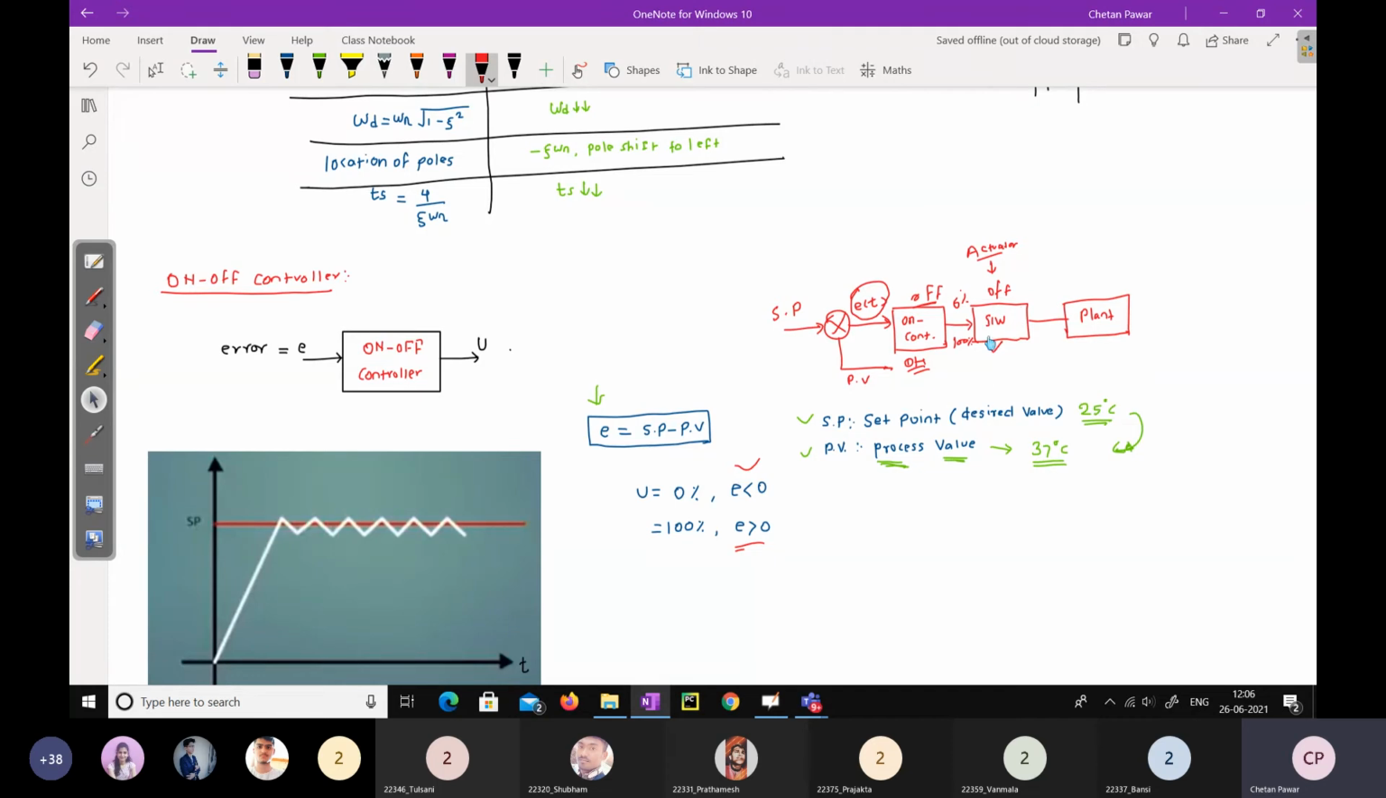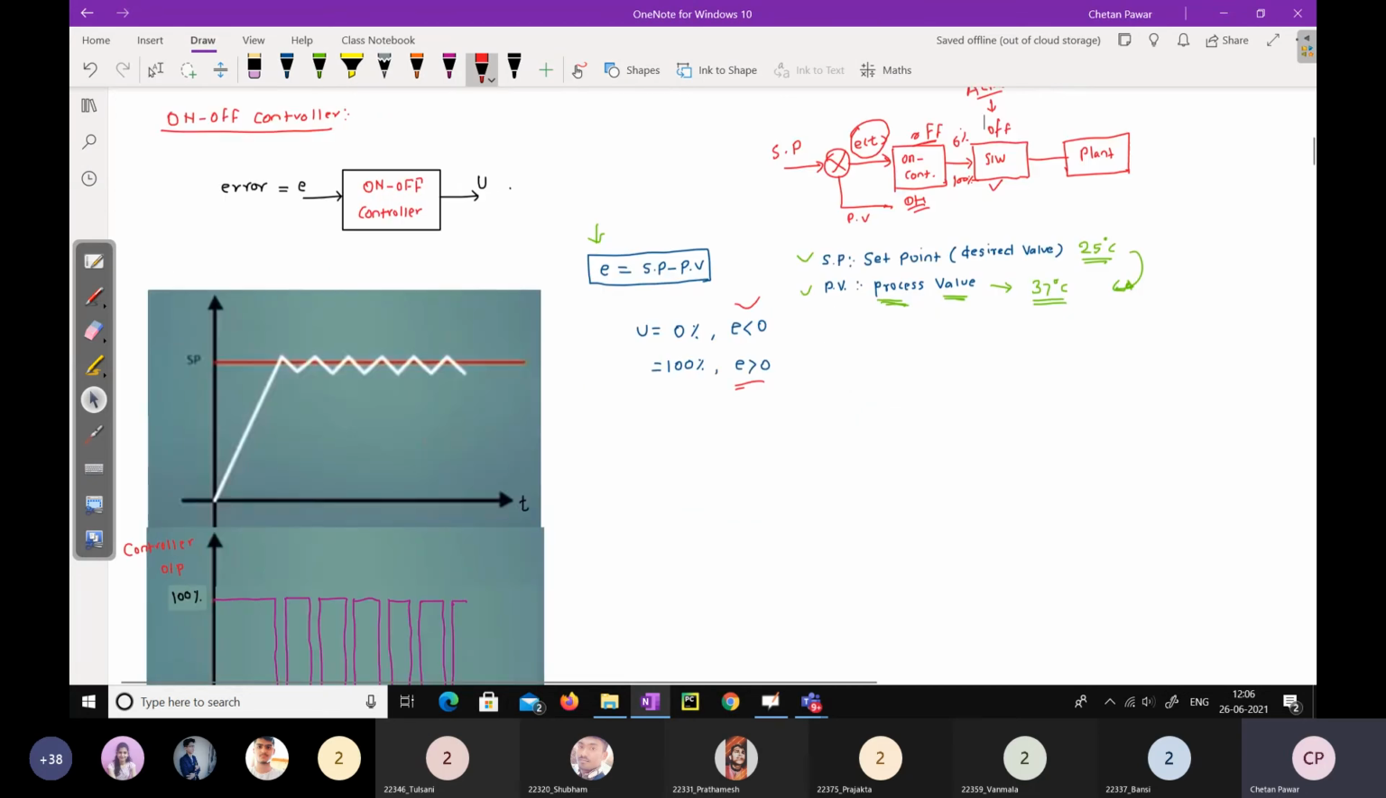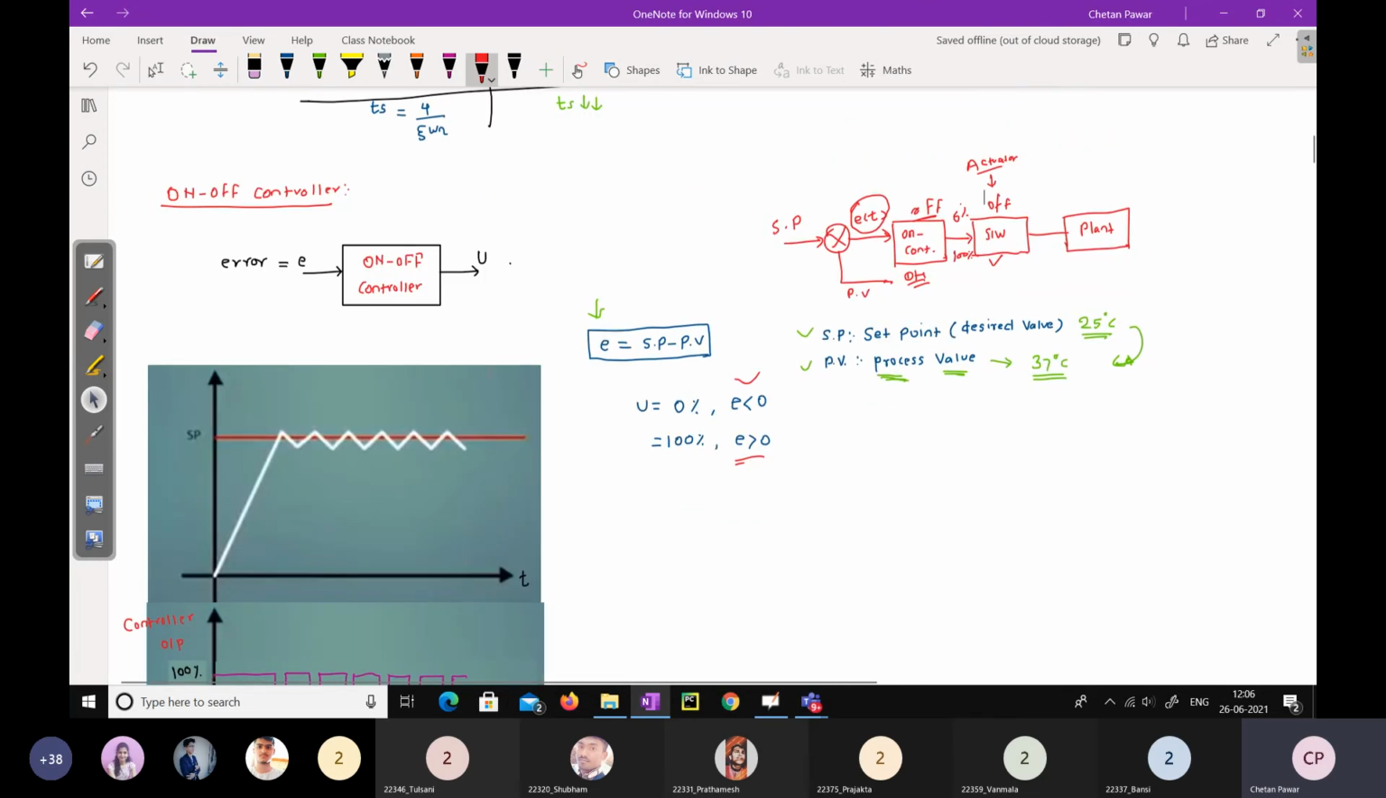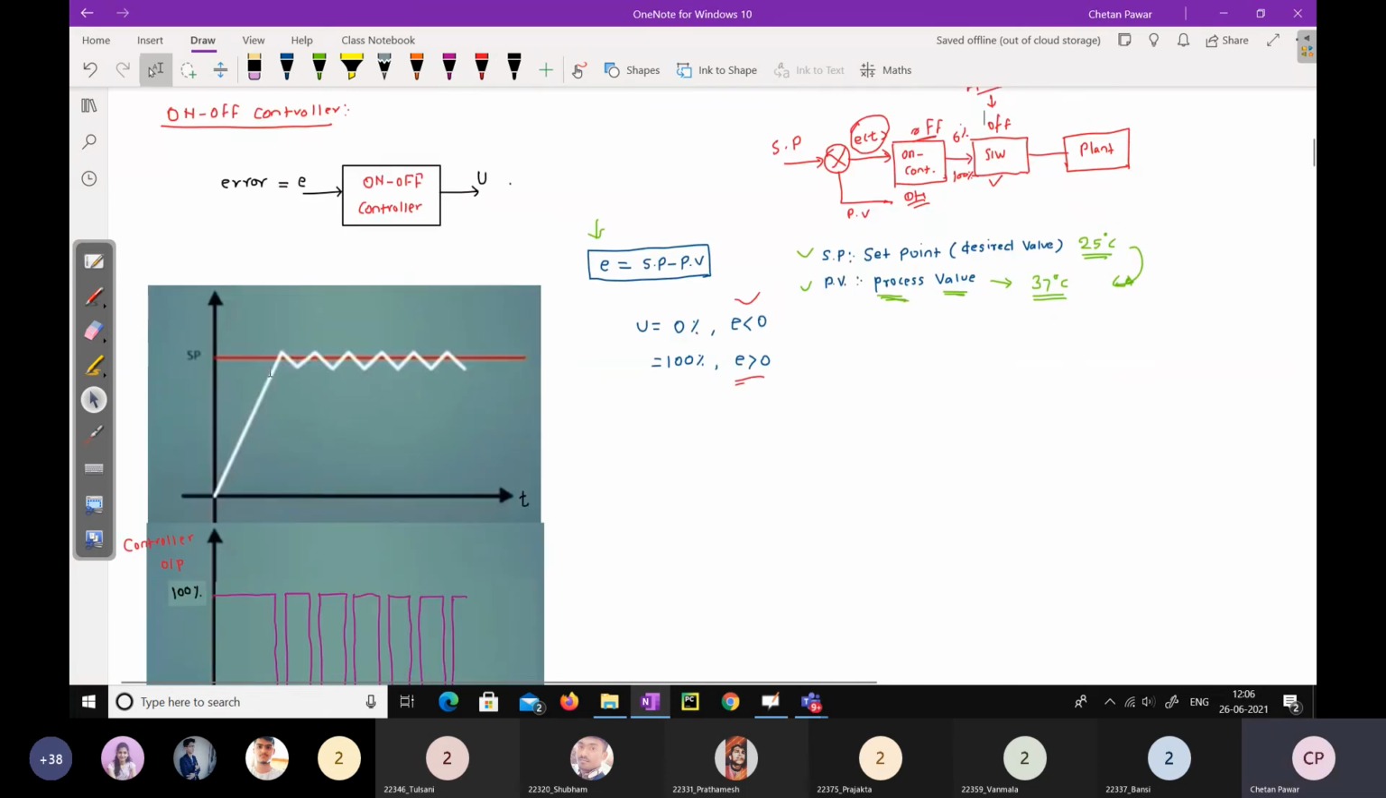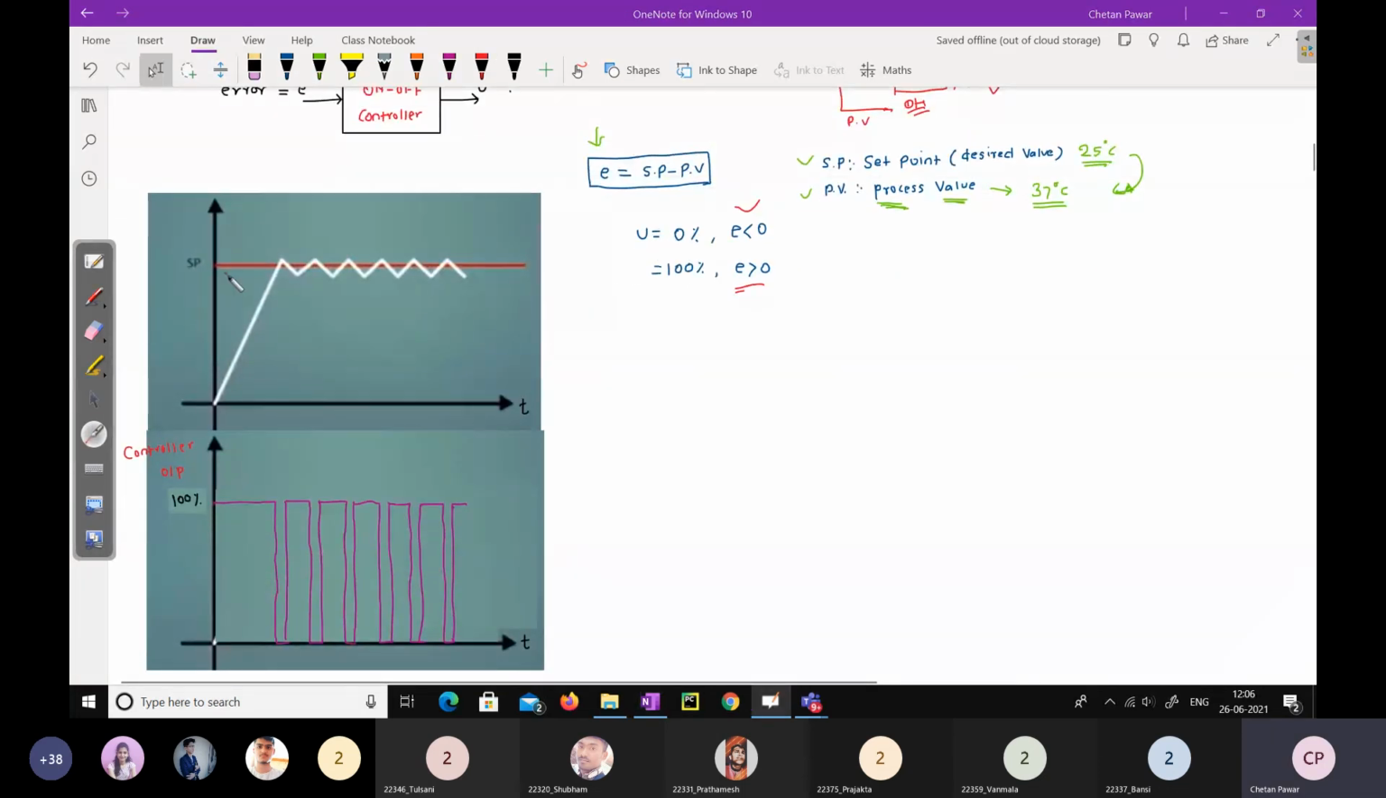But what is the disadvantage in this particular case? No one uses this controller nowadays. This is just a basic controller. If you see, this is the set point I have decided. Now, for example, this set point is 25 degrees Celsius in this case, right?